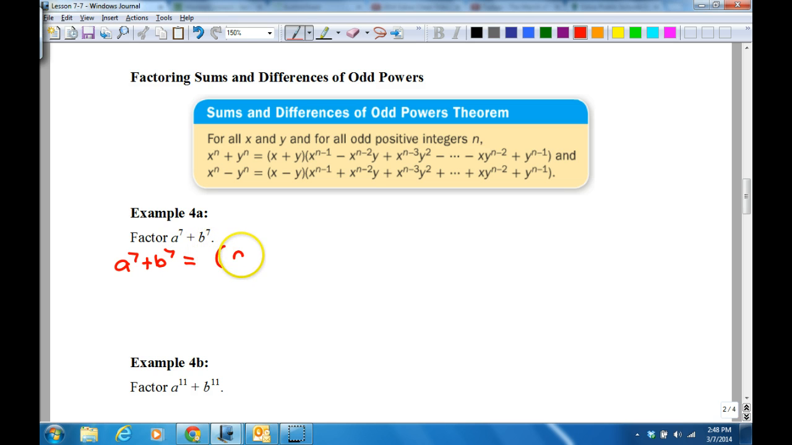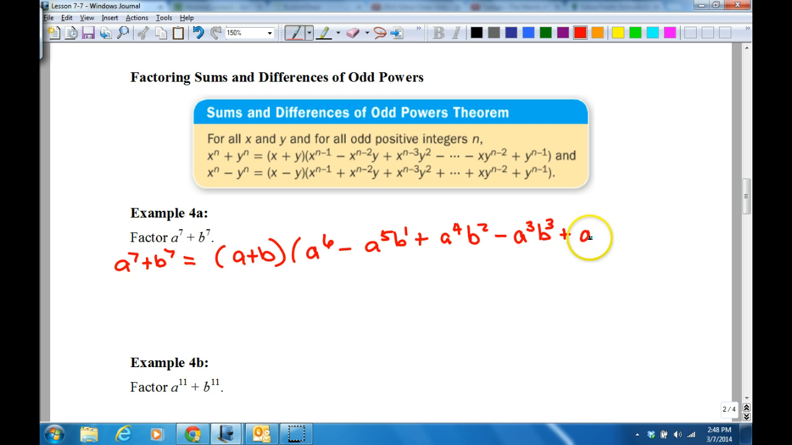This is the same thing as saying A plus B. That's the first one. You should be able to at least get that, okay? Then you're going to have A to the 6th minus A to the 5th, B to the 1st, plus A to the 4th, B to the 2nd, minus A to the 3rd, B to the 3rd, plus A to the 2nd, B to the 4th. Look at the pattern. Minus A to the 1st, B to the 5th. Where are these coming from? Okay, so it's pretty much just inverted.